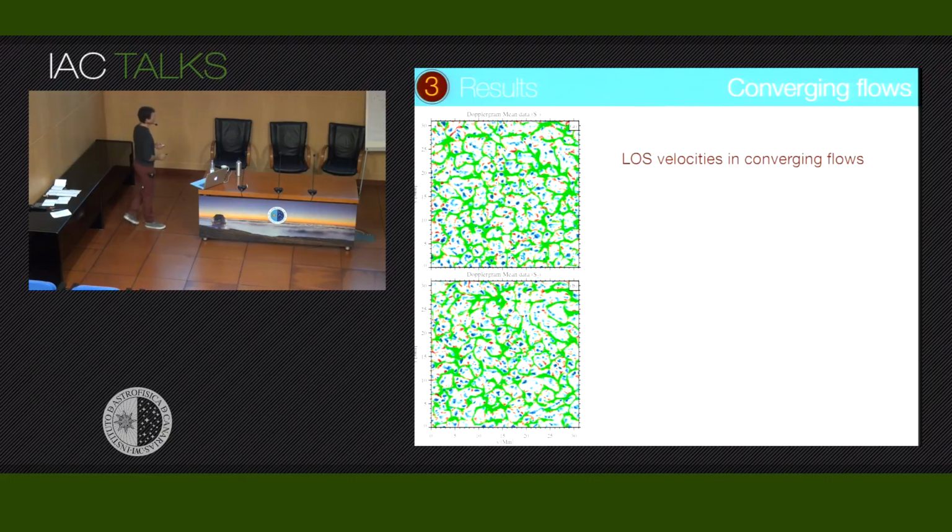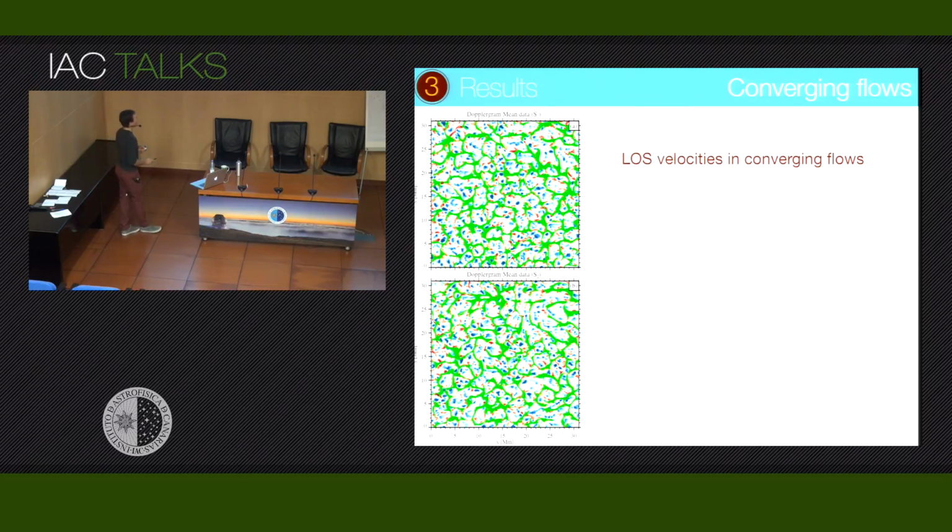In previous works, they have been talking about sinks, even without showing if these converging flows have something to do with downflows. However, here with IMaX, we also have information of the line of sight velocity. So we can check if these converging flows are related with downflows or not. Here, in these 2 maps, I show the mean line of sight velocities as an average over the whole time series. This is for the first time series, and this is for the second one.